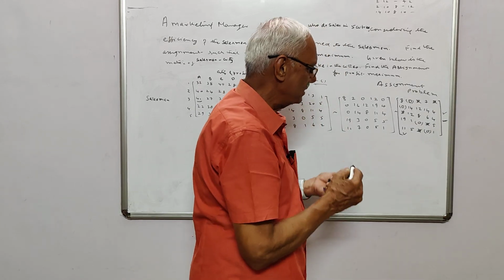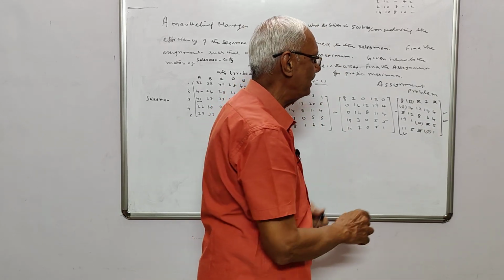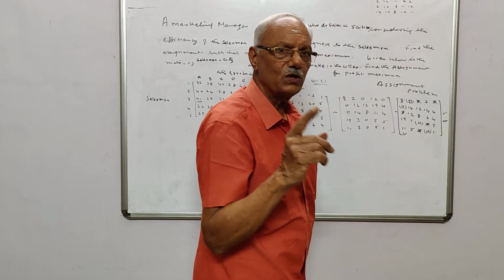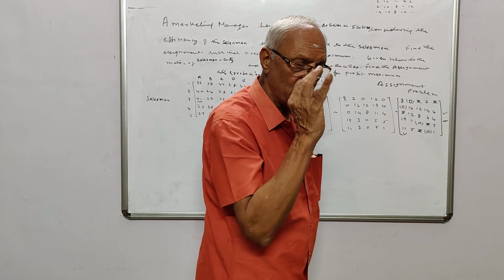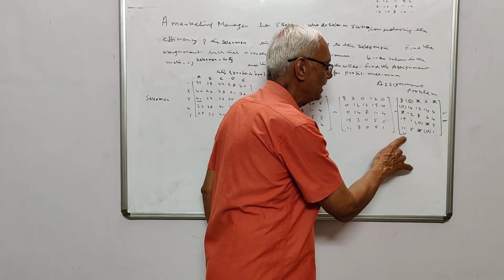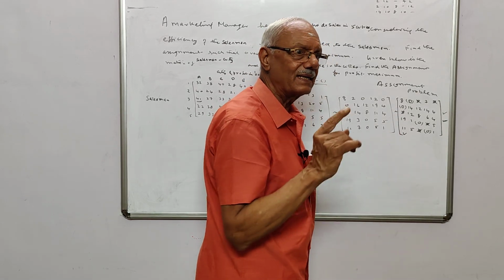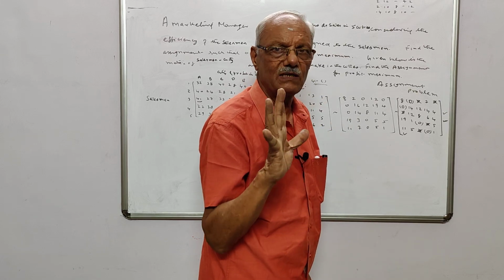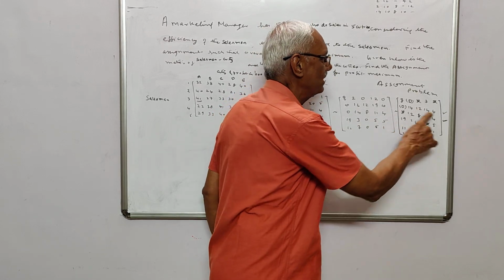Here again, you see that there cannot be more than one assignment. Try to understand, in any row or column there can be only one assignment. So you see that in this column there cannot be more than one assignment. So there will be only one, so you will tick it.